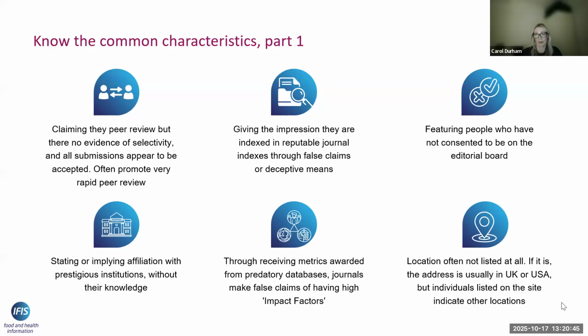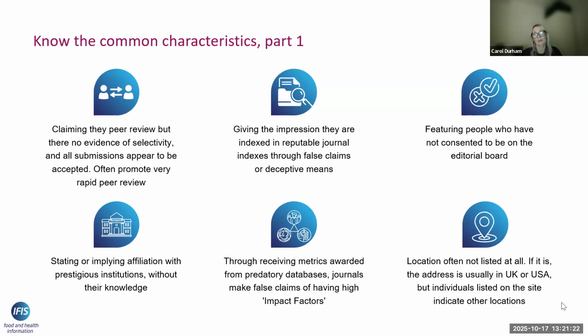So the editorial board members may not be discoverable at the affiliations listed in their board entries. In fact, they might not even be real people, so they might not even exist. And for publishers with multiple journals, individuals may be featured on the boards of a large number of titles, some of which may not even be in similar fields. Predatory journals may also state or imply that they are affiliated with prestigious institutions or societies and other organisations, often without their knowledge or consent.